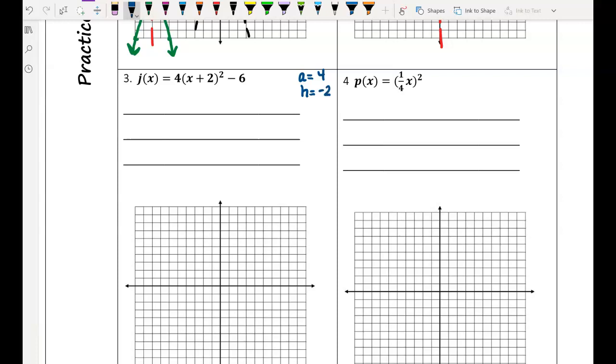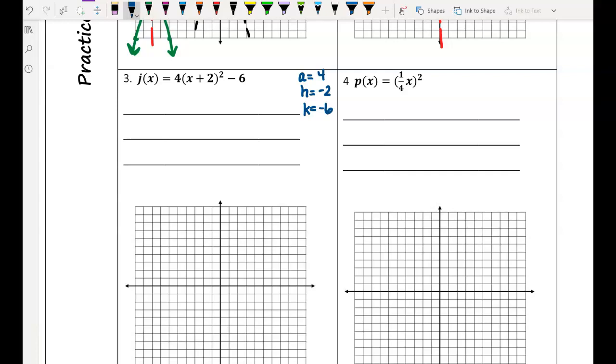Negative 2. If it's a plus in there, it means h is negative 2. What is the value of k? Negative 6. So right there, you already know the vertex. What is the vertex? Negative 2, negative 6, by listing out your h and your k.